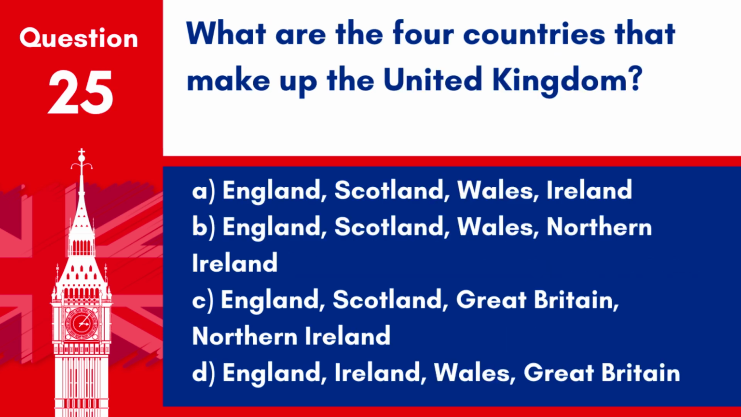Question 25. What are the four countries that make up the United Kingdom? A. England, Scotland, Wales, Ireland. B. England, Scotland, Wales, Northern Ireland. C. England, Scotland, Great Britain, Northern Ireland. D. England, Ireland, Wales, Great Britain. Answer: B. England, Scotland, Wales, Northern Ireland. These are the four countries that make up the United Kingdom.